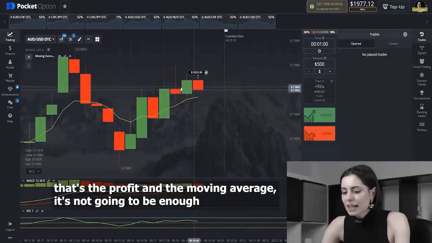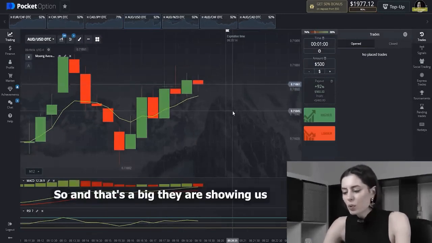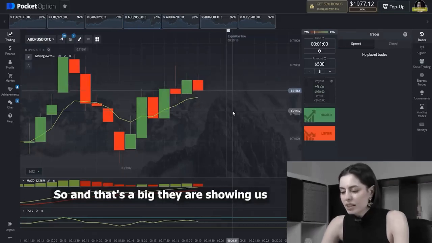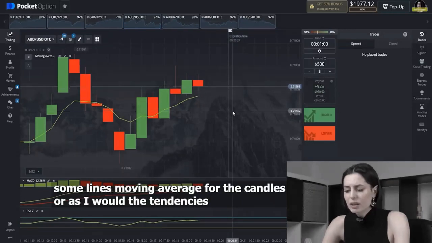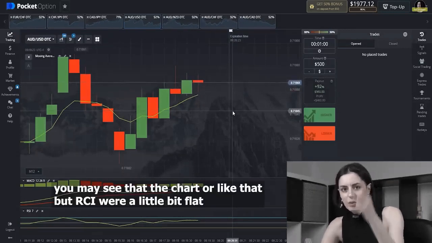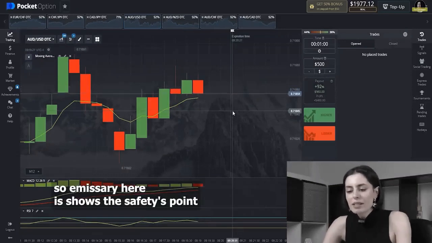Now the moving average is not going to be enough, just because they are not so picky. They are showing us some lines, moving average with the candles, RSI with the tendencies. You may see that the chart was like that, but RSI was a little bit flat. So MACD here is just the safest point.